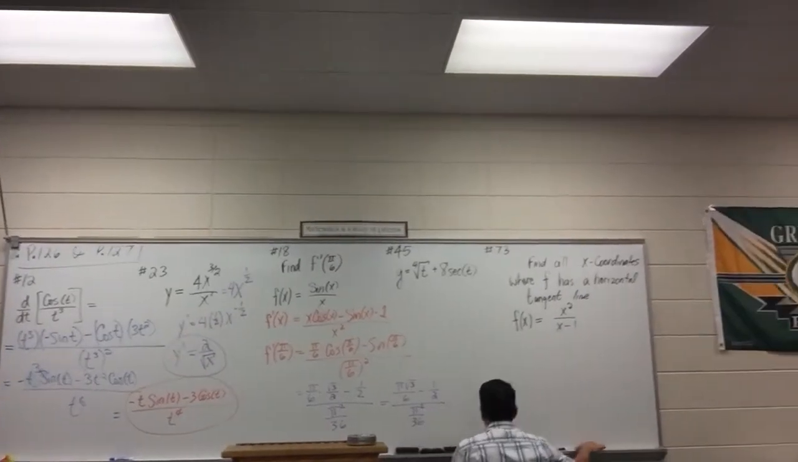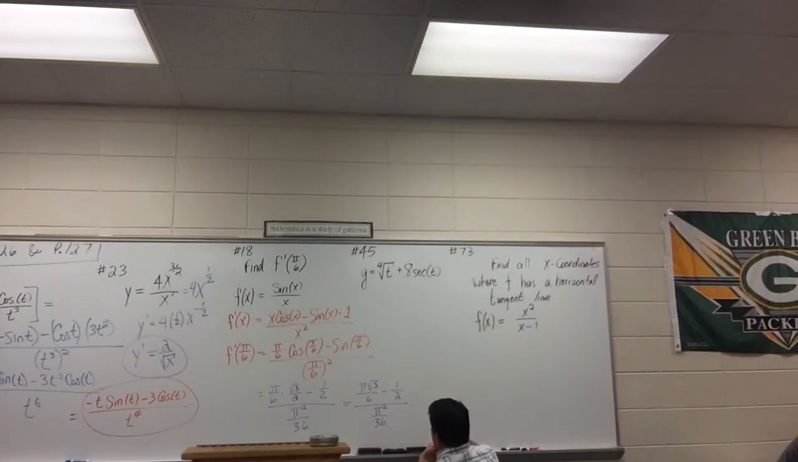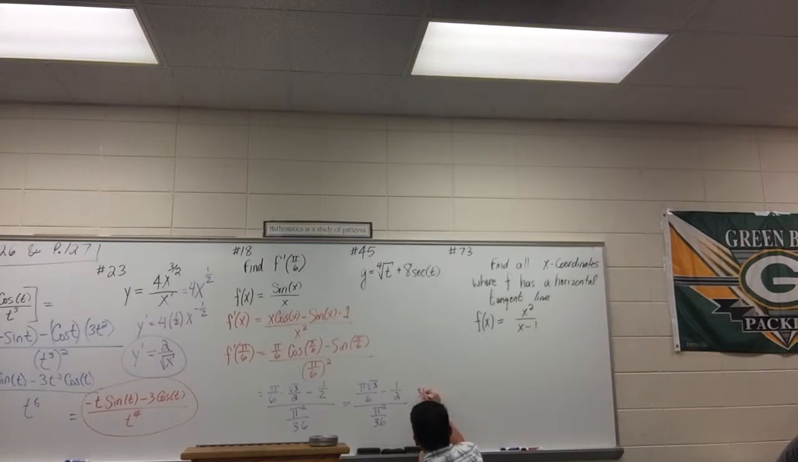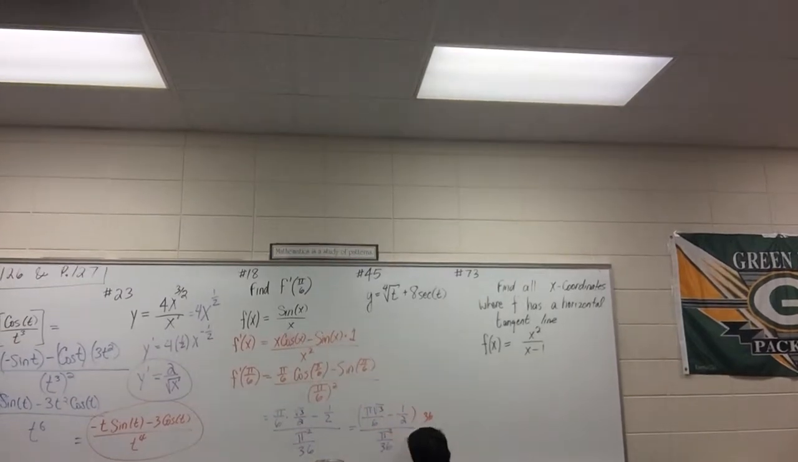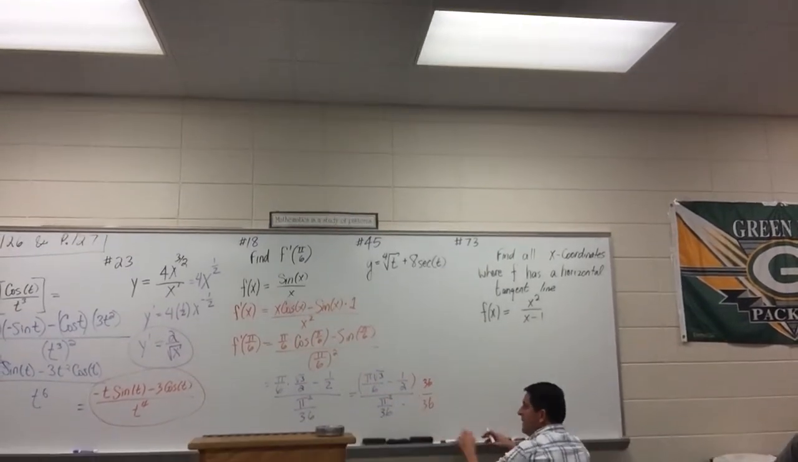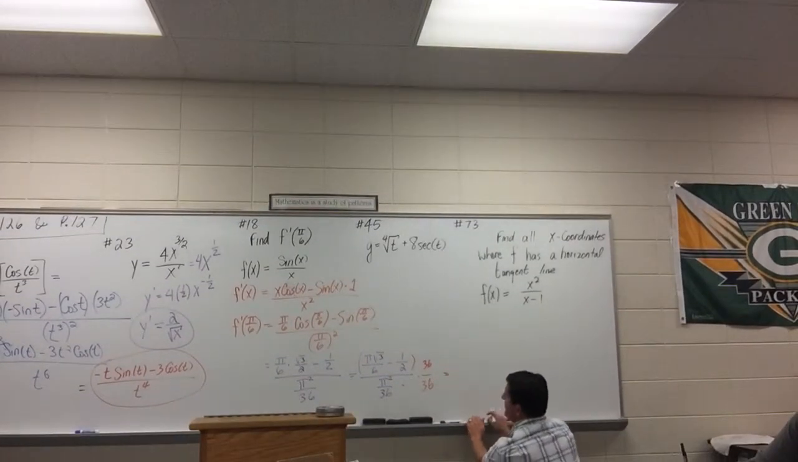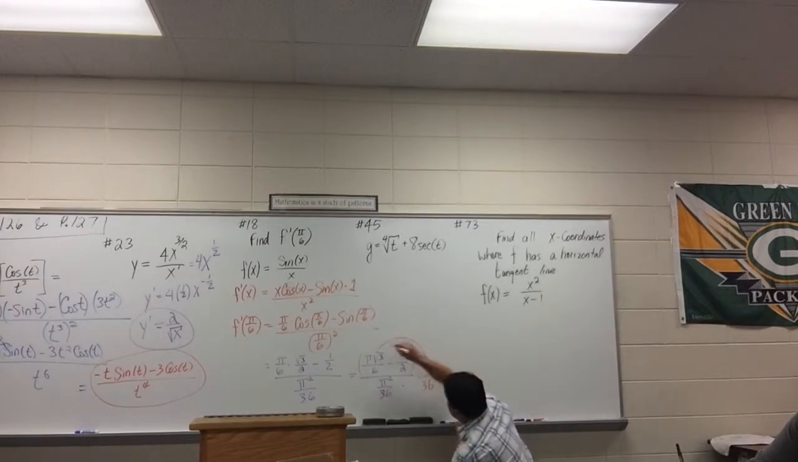What I'd probably do here is multiply top and bottom by 36. The whole top and the whole bottom. You then eliminate the additional fraction. So now I'm going to distribute the 36 to both of these.